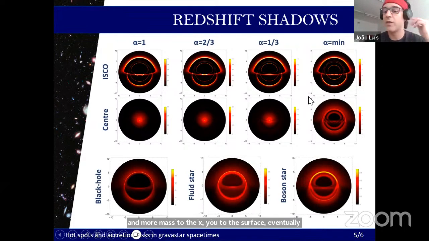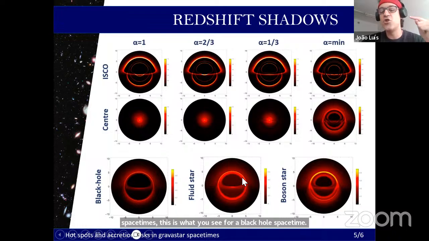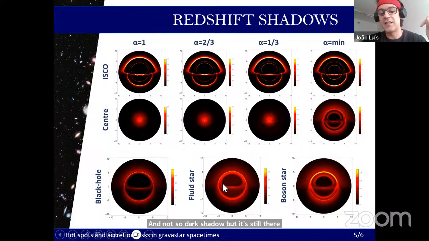And if you compare this with results from other spacetimes, this is what you see for a black hole spacetime, a clear shadow. This is what you see for a fluid star, a not so dark shadow, but it's still there. And it's slightly smaller than for the black hole case due to the absence of the event horizon. For a boson star, same thing. It's slightly smaller even than the fluid star, but it's darker. And this is what you see for the gravastar. So again, a very dark shadow with more or less the same size as the boson star.